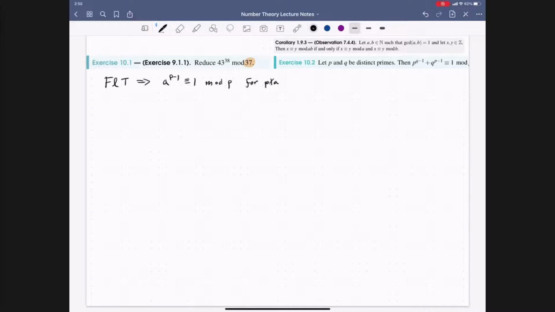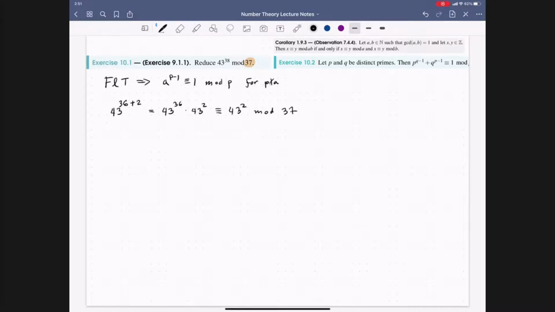Now here, that's not exactly what we were looking at, but we can go ahead and break this down. So let's look at 43. This is equal, so 37 minus 1 is 36. So let's write this as 36 and then plus a 2 here. So of course, this will be 43 to the 36th power times 43 squared mod, and then we're going to reduce modulo 37. So by Fermat's little theorem, 43 to the 36 is 1. So we're just left with 43 squared mod 37.